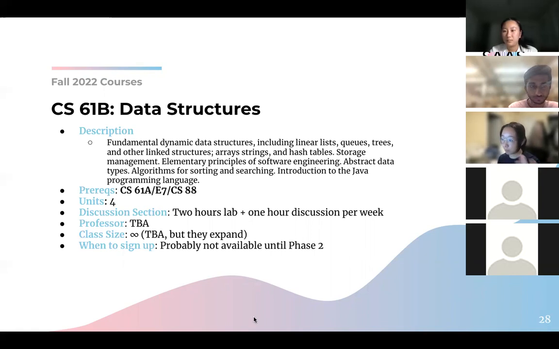So it's 2-hour labs and 1-hour discussion per week. That is on a normal week. When project weeks roll around, you will be spending more time on it. It's also probably not available until phase 2, and you need 61A or CS88 as a prereq for this. Sorry again, guys, this might be a slide whoopsie, depending on when the CS department gets it together, but hopefully before phase 1. But it's also usually safe to wait for phase 2 because they traditionally expand it quite a bit.